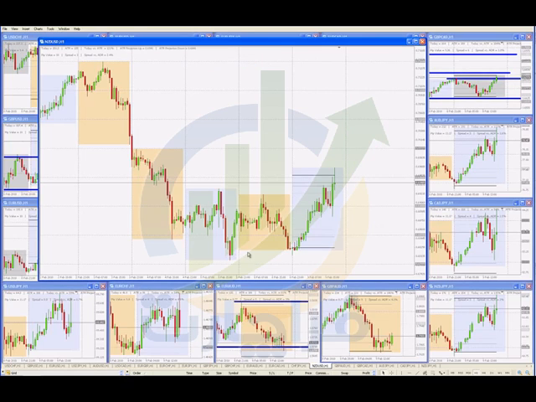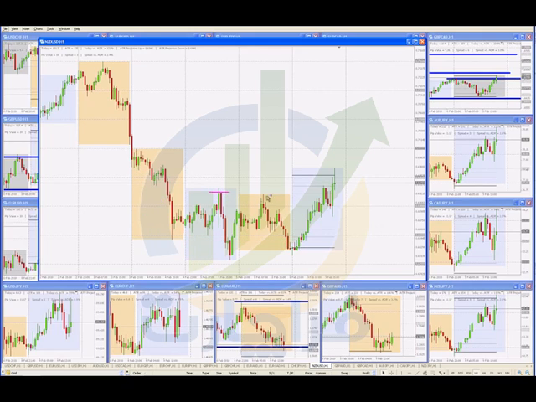What else? Here we have a nice move down, support, breakout yet again, another breakout and another breakout. So that's a level that's no longer valid.